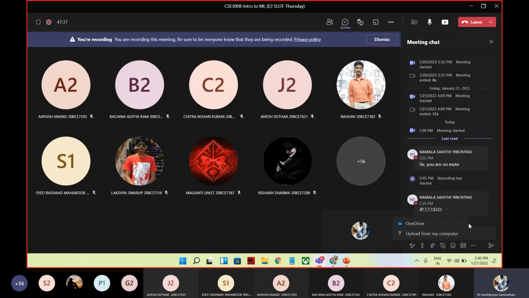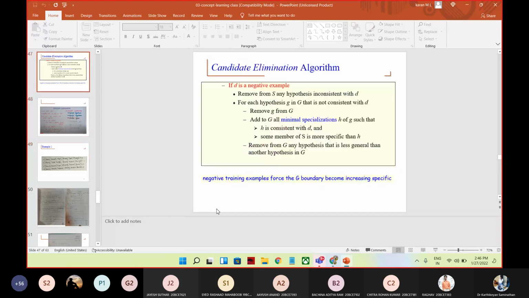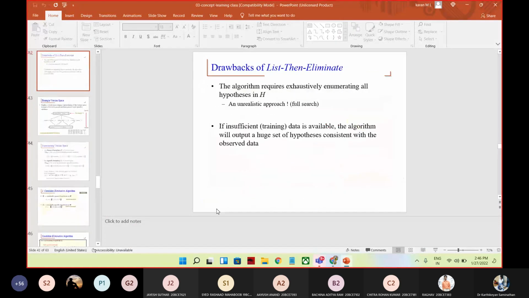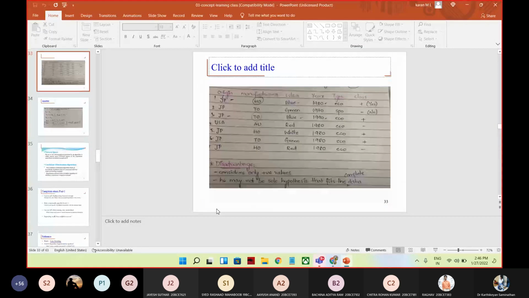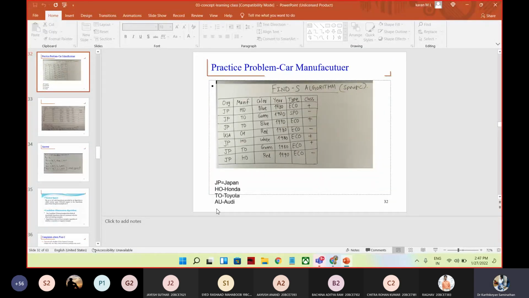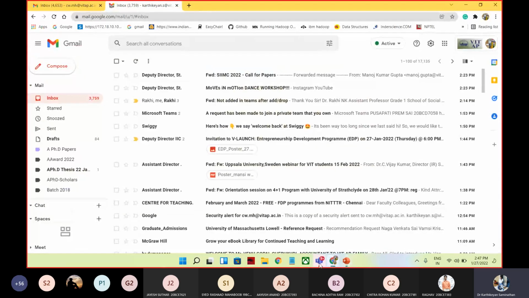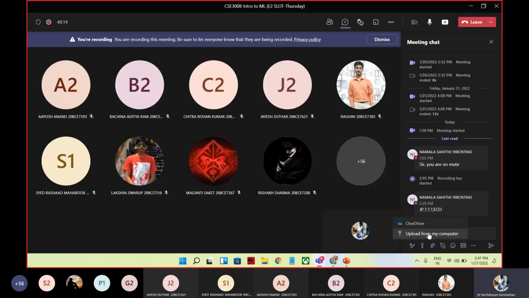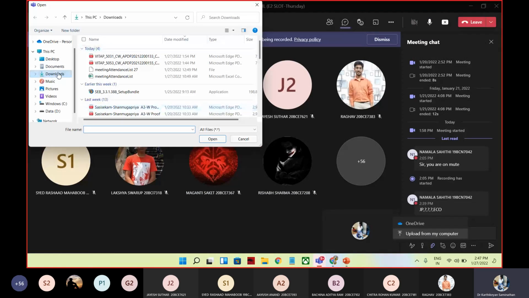Someone asked about JP. JP is a car, nothing else. JP is the Japan model. H is Honda, T is Toyota, A is Audi. Don't mind the green color car and all, it is just for understanding the example, nothing else. I'll post those codes. You can try.